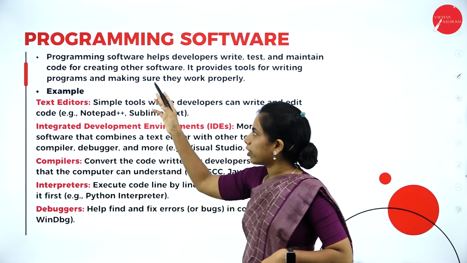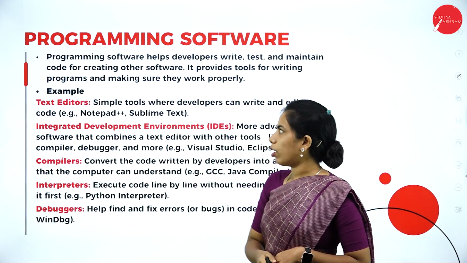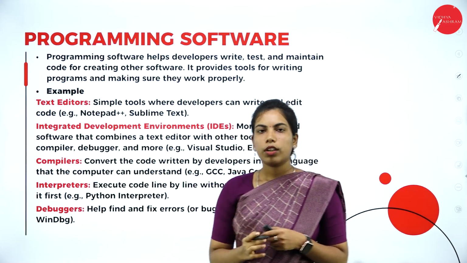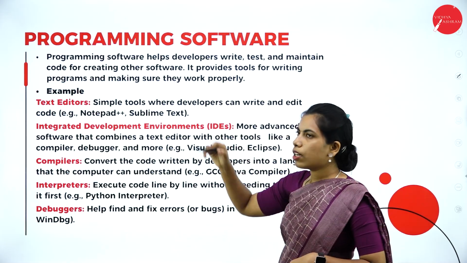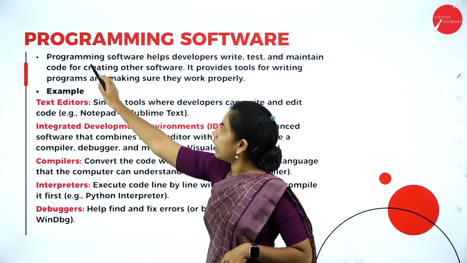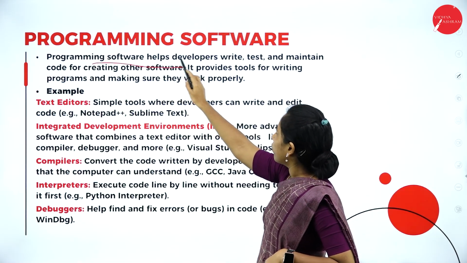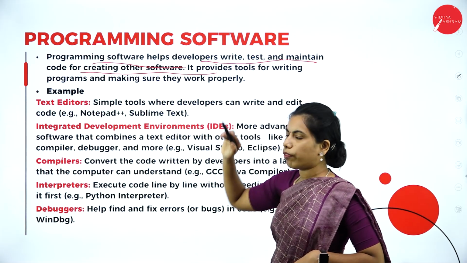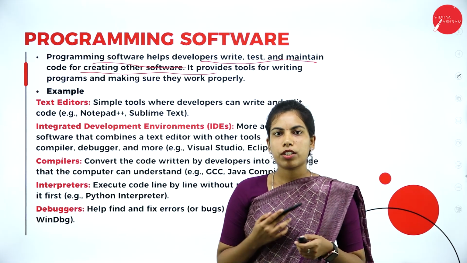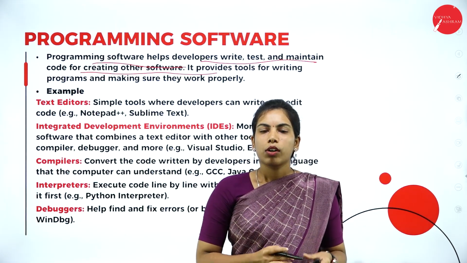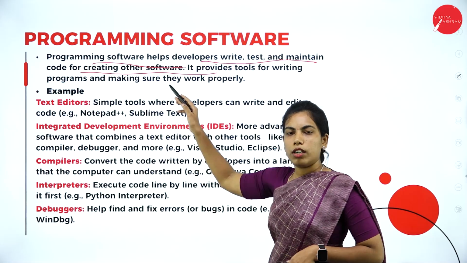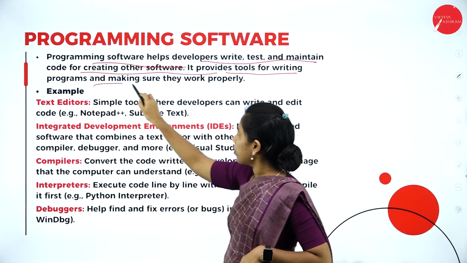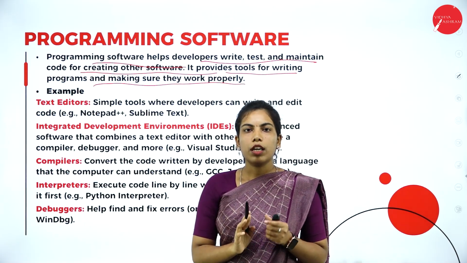The last one under the types of software is programming software. Programming software helps to create code. For coding purposes we use programming software. So let's see the definition. Programming software helps to develop, write, test and maintain the code for creating software. If you want to create an application or software, we have to code, and then only does the software look like an application. It provides tools for writing programs and making sure that they work properly.